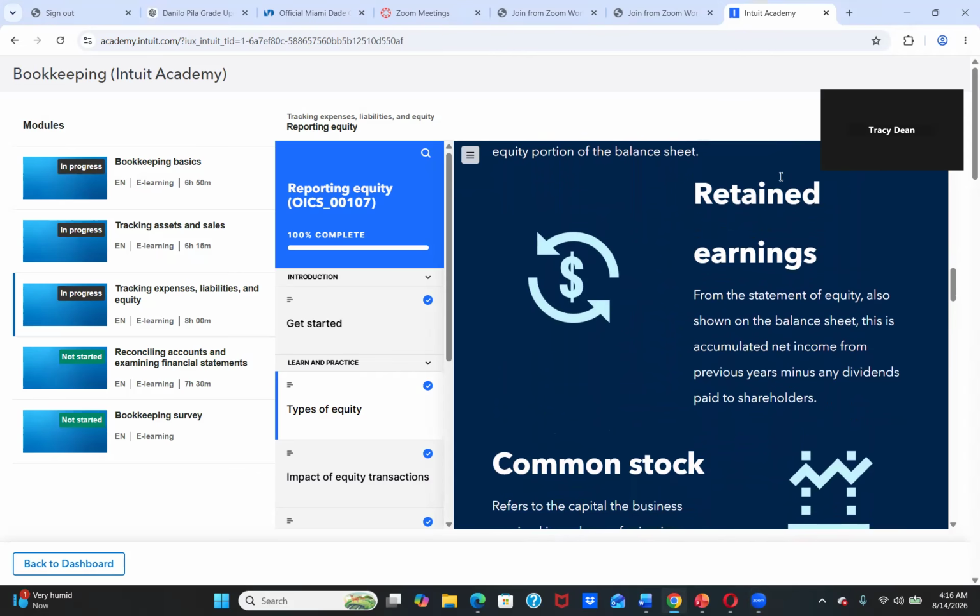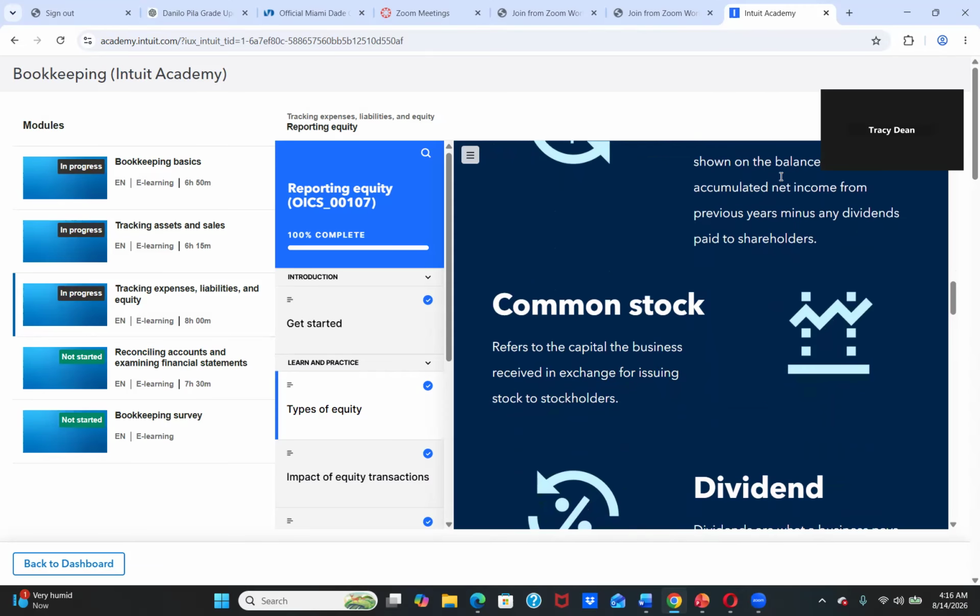The next word we're going to go over is retained earnings. So this is an amount that is calculated or accumulated from the net income from previous years. And what you do is subtract any dividends paid to shareholders. So you'll see that this is a part of the balance sheet. So this is accumulated net income from previous years minus any dividends paid to shareholders.